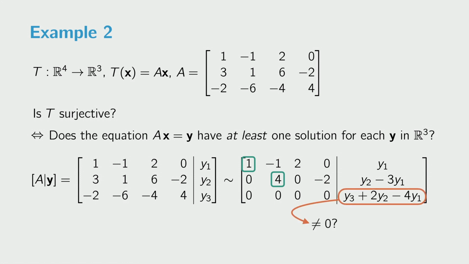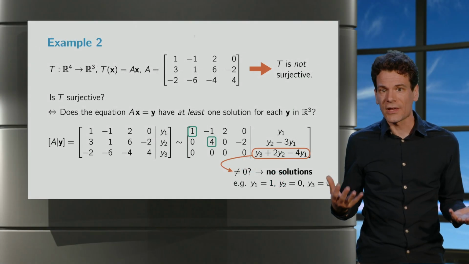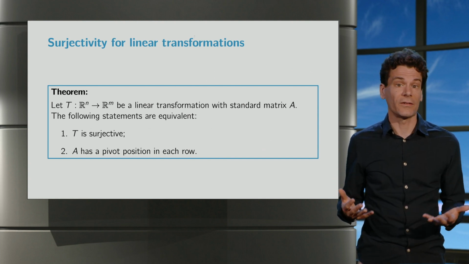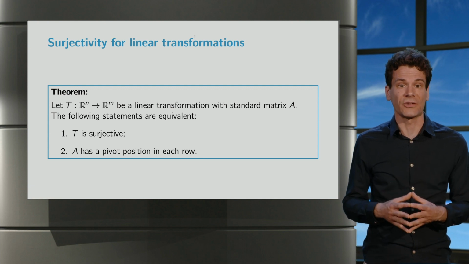Indeed, if this element is non-zero, the equation has no solutions, and this can occur. For example, if y1 equals 1 and y2 and y3 are equal to 0. So for some choices of vector y, the equation has no solutions. Hence, T is not surjective. These two examples illustrate the theorem that I showed you before. You can tell whether a linear transformation is surjective or not from the pivot positions of the standard matrix.